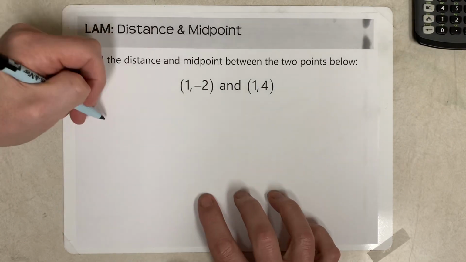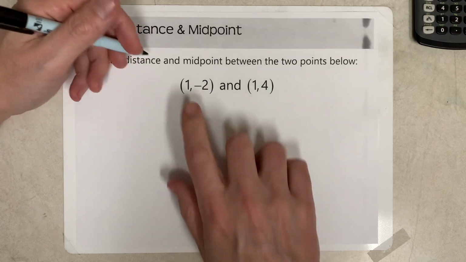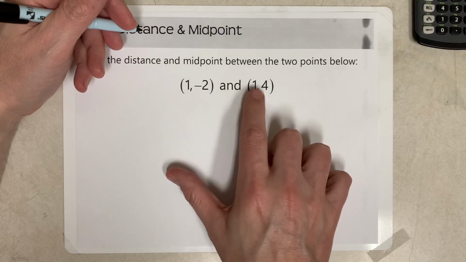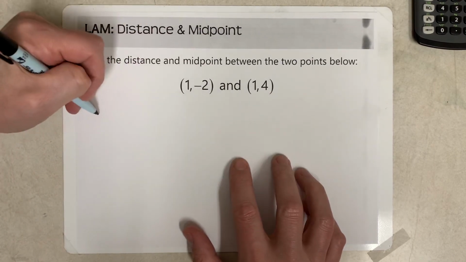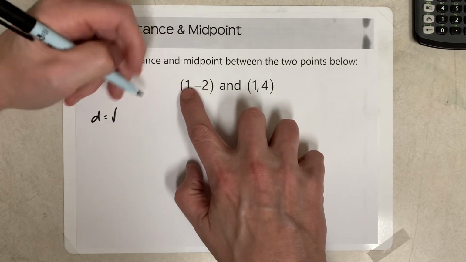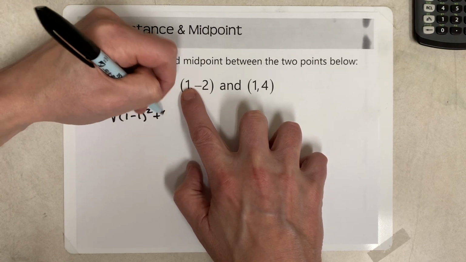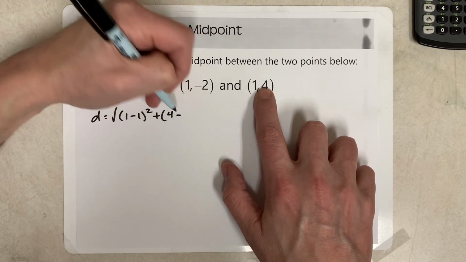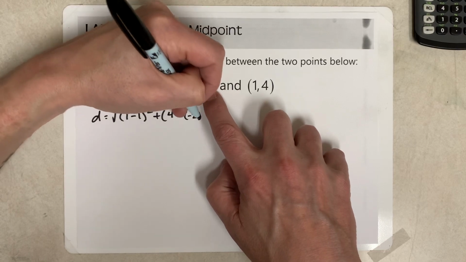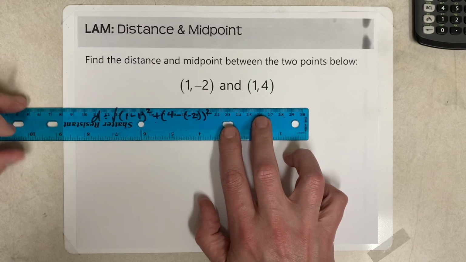So this one, I'm not going to label my points this time. I'm going to just start plugging some numbers in. So x1, y1, x2, y2. Okay, so here we go. Distance is square root of 1, take away 1 squared plus 4, take away -2 squared. All of that is square root.